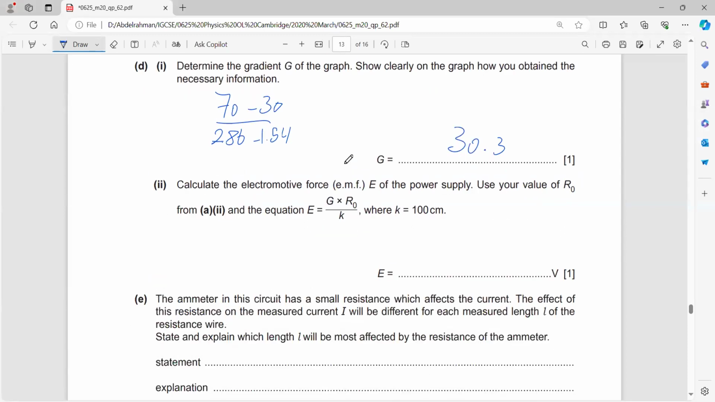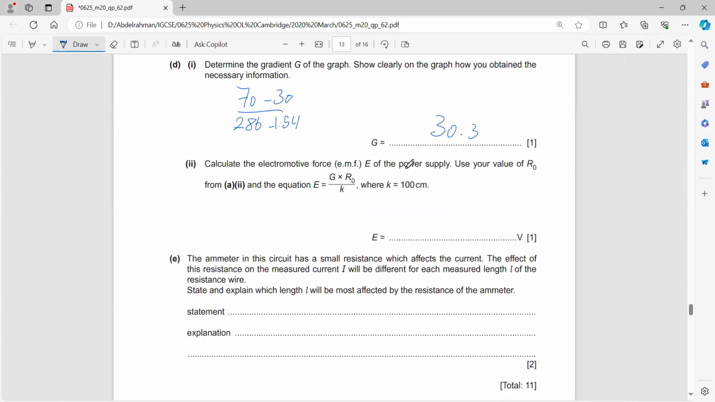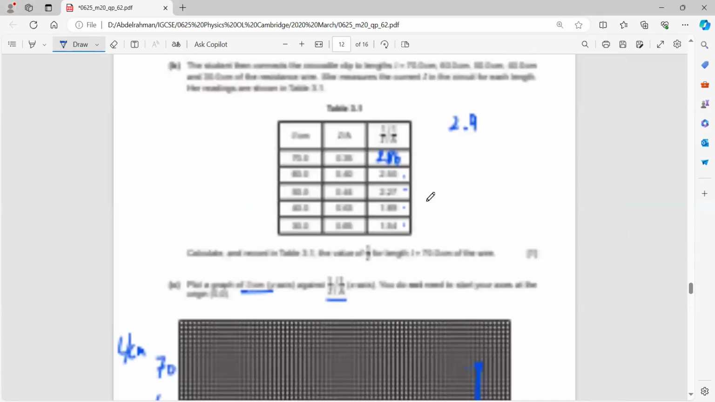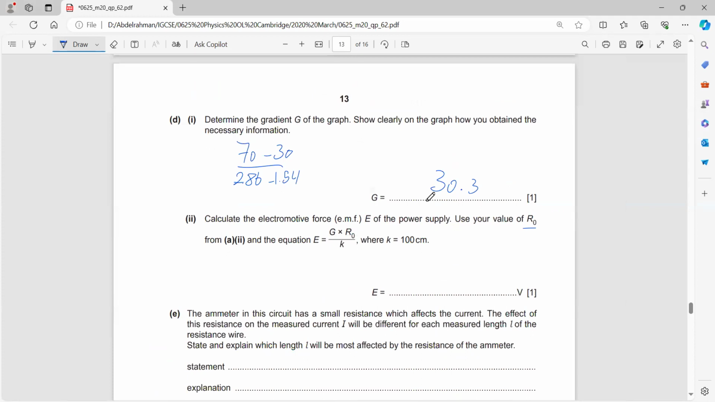Calculate the electromotive force, EMF, of the power supply, using values. Yes, I can use that. G times R note, where R note, use the value of R note, which was 8.1. So 30.3 times 8.1 over K, which is 100. Can someone calculate it for me? Quickly, guys. 2.45. 2.45 volts.